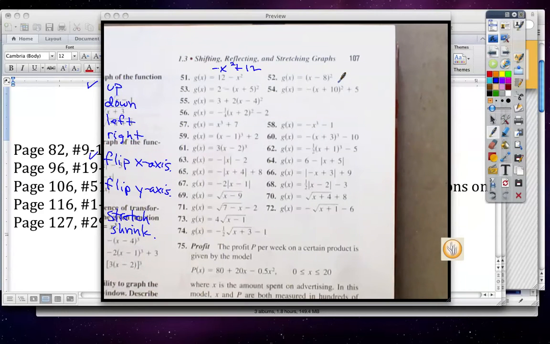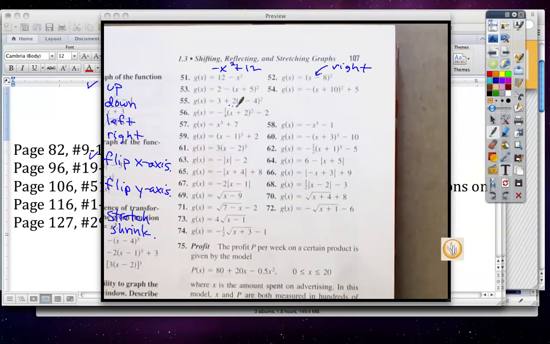What's going on in number 52? It's still the same common function, but what's going on? Try again. Right. Remember, when you subtract inside, that means right. If you add inside, that means left. We see some other flips there. What's this 2 doing here? What all is going on in number 55? The 3 there does what? Up 3. The minus 4 inside means right 4.